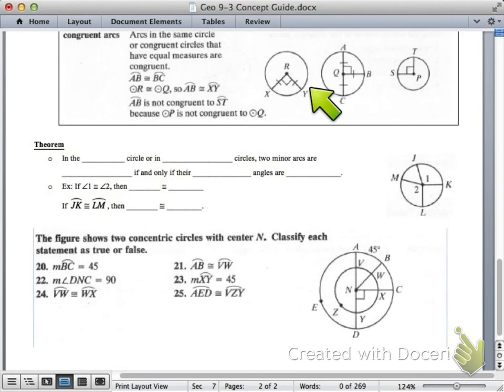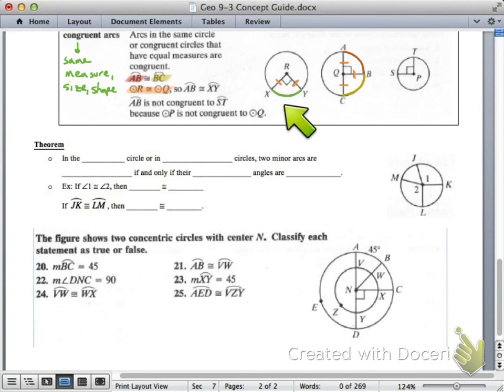We have that established. If circle R is congruent with circle Q, that means their radii are all the same, see how it's marked as the same? So therefore, these circles are congruent. Then if the central angles are congruent and the circles are congruent, the arcs are congruent. If they're in the same circle with the same central angle, the arcs are congruent. If these circles are congruent and they have the same central angle, then the arcs are congruent.